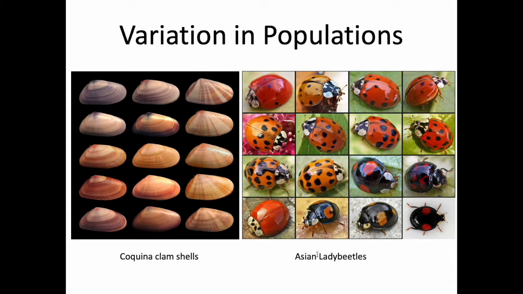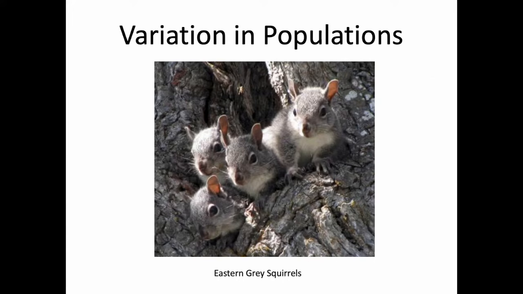Here's another sort of stark example. These are not ladybugs, they're Asian lady beetles, very related to ladybugs, but these look like a bunch of different species based on what they look like, their phenotype. But no, all these variations in shell color, the amount of red, the amount of black, these all exist within a single population. Variation exists. And these are obvious examples. There's still variation in less obvious examples.